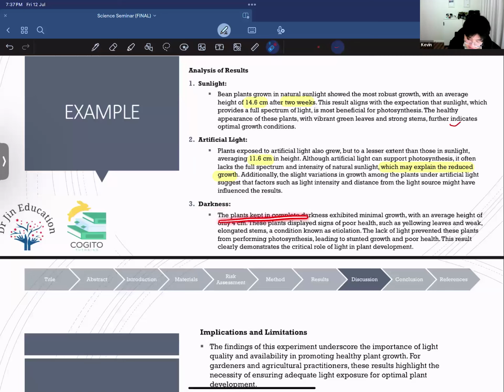Darkness, well, the plants kept in complete darkness exhibited minimal growth with an average height of only 4 centimeters. These plants showed poor signs of health, okay, such as yellowing leaves and weak elongated stems, a condition known as etiolation, okay, so where it doesn't get enough light, it resulted in a very poor appearance of the plant. The lack of light prevented these plants from performing photosynthesis, leading to stunted growth and poor health. This result clearly demonstrates the critical role of light in plant development. So that's the significance, okay?